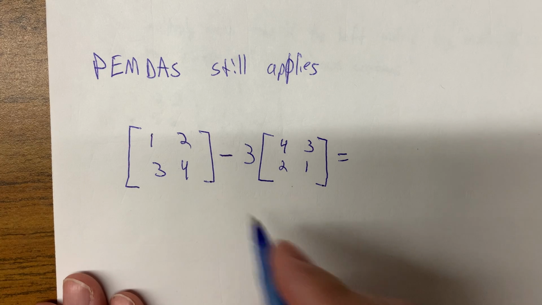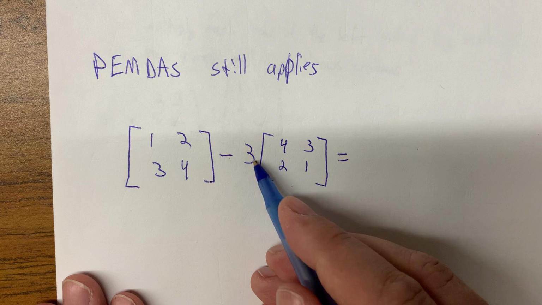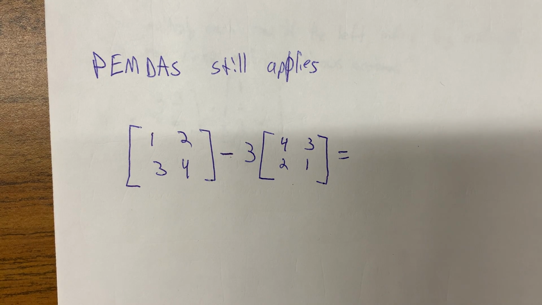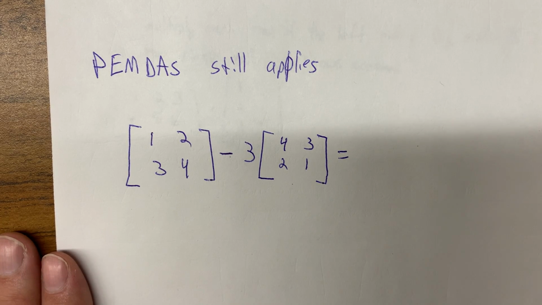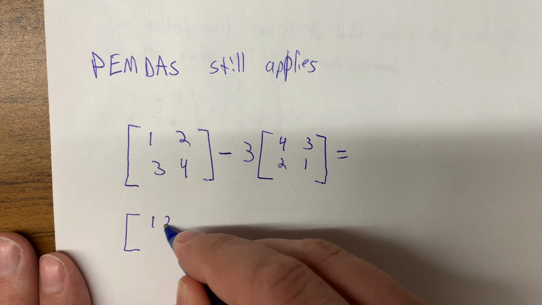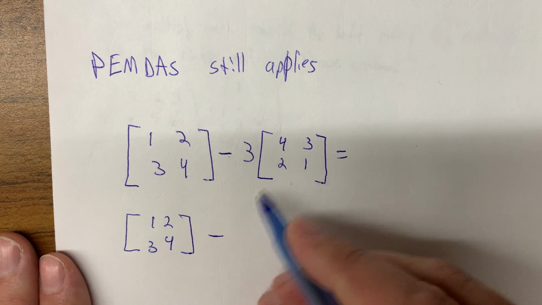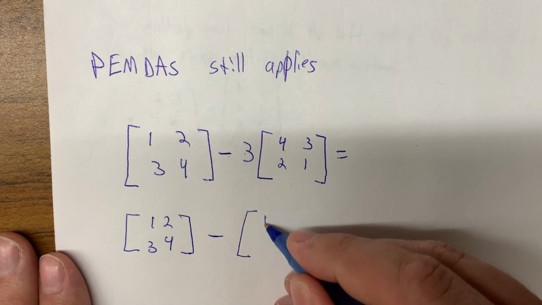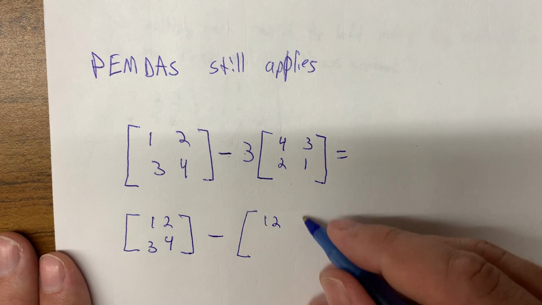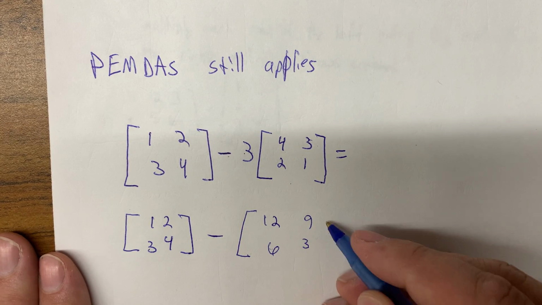PEMDAS still applies. If you have a matrix that's being subtracted with a scalar times another matrix, you will multiply before subtracting that matrix, and you will need to respect any parentheses that exist. So what are we going to do first here? Well, we're going to multiply by 3. So I'm going to leave this first one alone. When we multiply by 3, 3 will multiply times each of these. 3 times 4 is 12. The next one is 3 times 3 is 9. 3 times 2 is 6. 3 times 1 is 3.